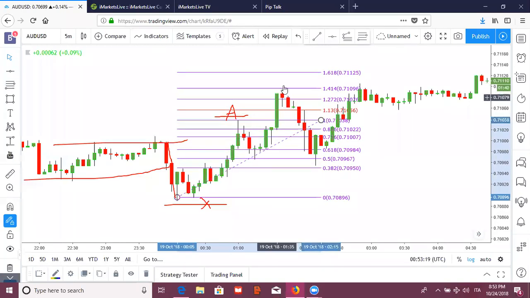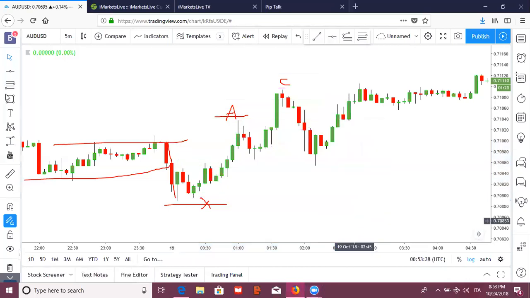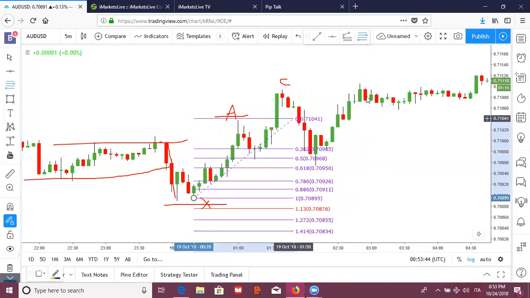Price came all the way up to a 1272 without closing above the 1414. Now I have a valid C leg. Now what I'm looking for is a D completion. Now I'm looking for a D completion to complete at the 78.6. And I don't think we quite reached that 78.6 for completion. So I'll take my fill from X to C, okay?